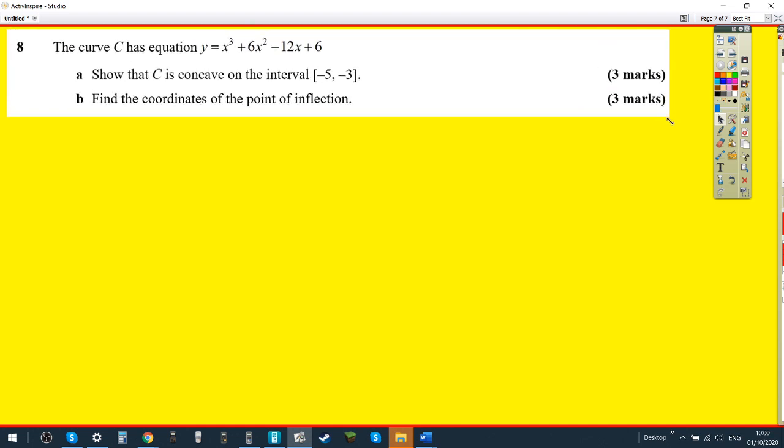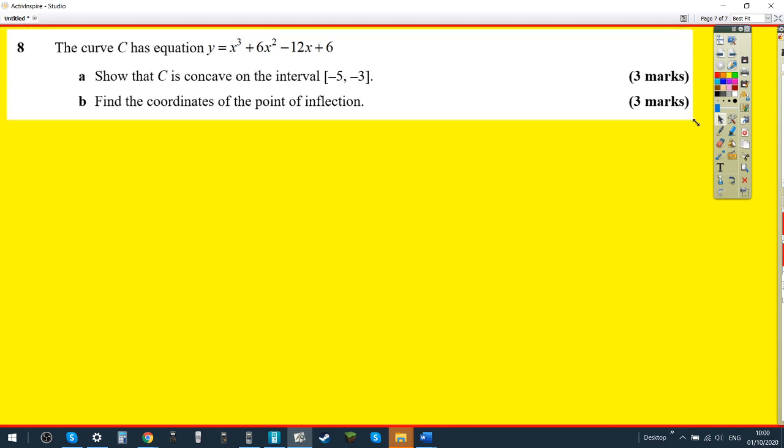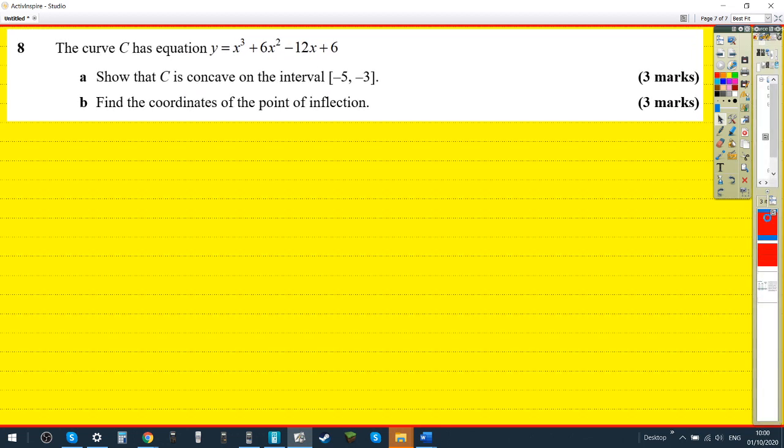So will that be 3x squared plus 12x minus 12? Mm-hmm. And then I need to differentiate that. Mm-hmm. And that will be 6x plus 12. Mm-hmm.